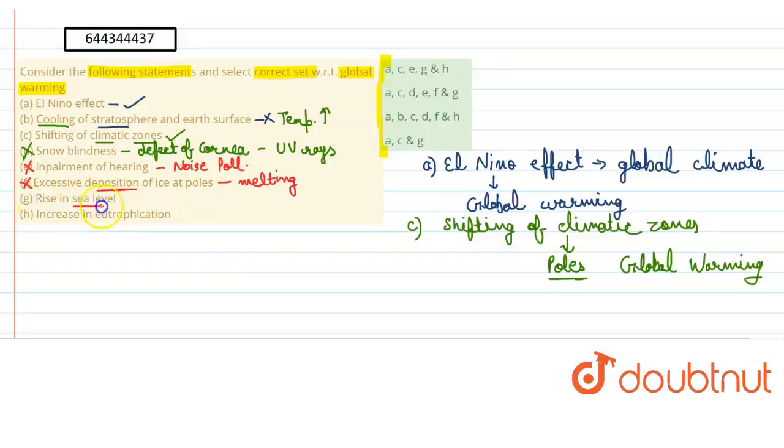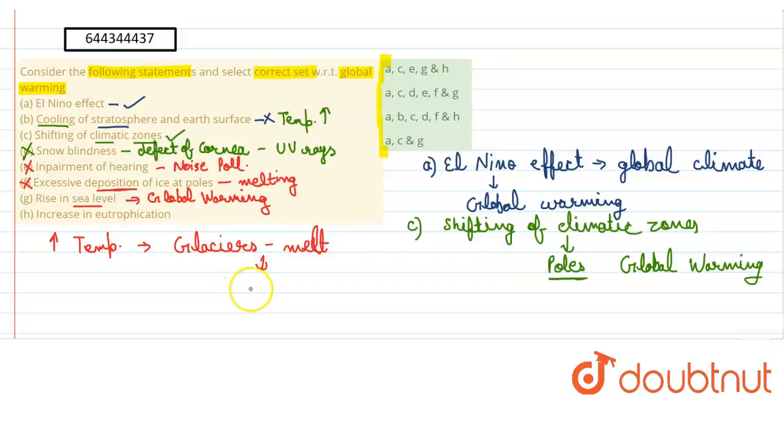Next we have rise in sea level. Now this is again related to global warming, because what is basically happening is, due to the increase in temperature, the ice in the glaciers, or basically the glaciers, start melting, right? They start melting, and what effect does it have? That the sea level rises, right? Rise in sea level. So this is the correct option, because this is related to global warming, right?